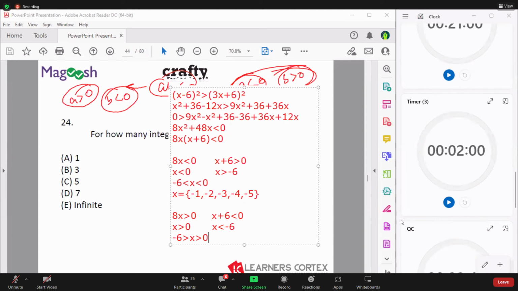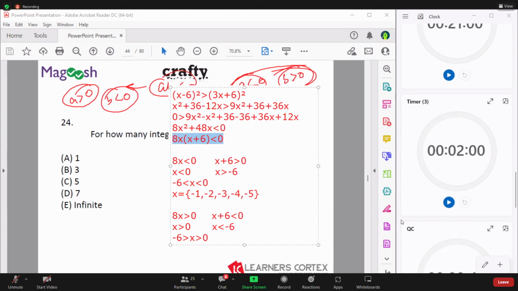Now if, let's say, x is greater than 0, if we put any value in this particular inequality, if we take the value of x as 1, it becomes 8 times 7, which is not less than 0. Does that make sense? Yeah.